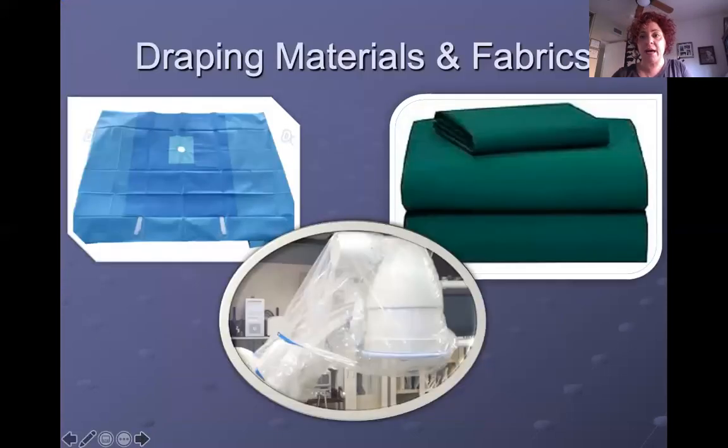Okay, so there's 3 main types of materials that drapes are made out of. One is a non-woven material, and that is this blue guy that you see right here. This is a non-woven paper type material, and it is disposable. Okay, so it's a single-use item, and it is also designed to be relatively impervious, right?